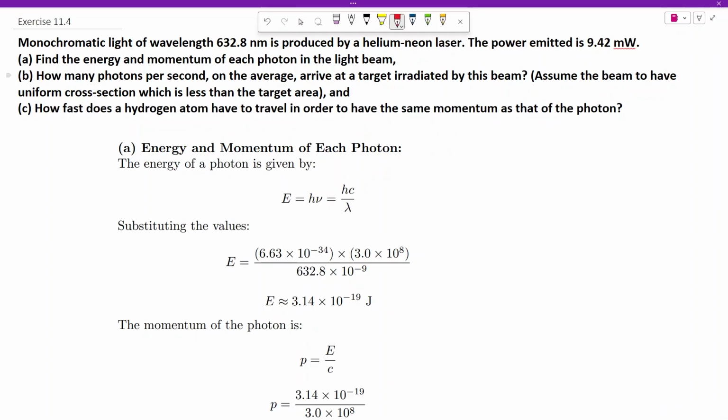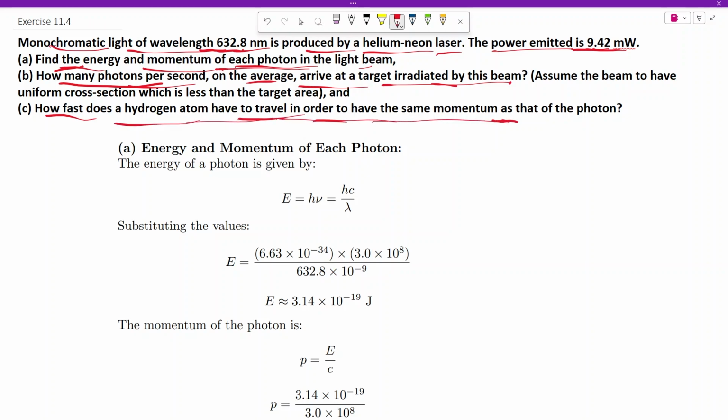The question says that monochromatic light of wavelength 632.8 nanometer is produced by a helium neon laser. The power emitted is 9.42 milliwatt, and we have to find out what is the energy and momentum of each photon in the light beam, how many photons per second on average arrive at the target irradiated by this beam, and how fast does the hydrogen atom have to travel in order to have the same momentum as that of the photon.